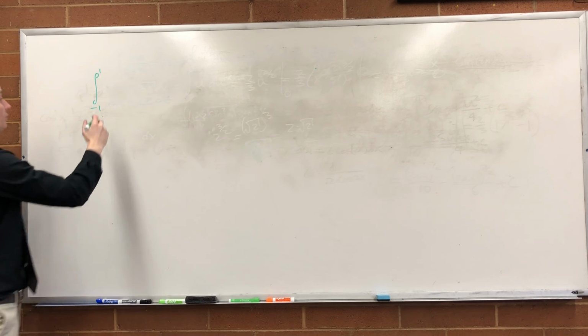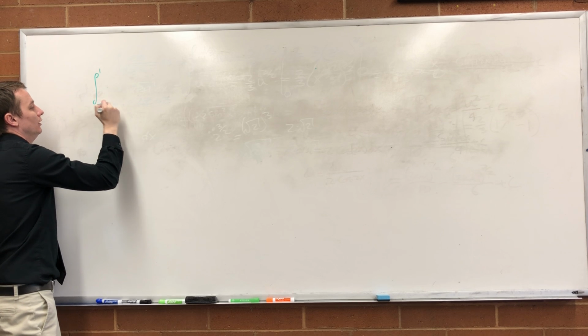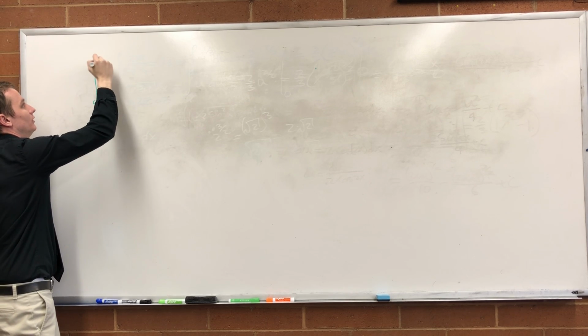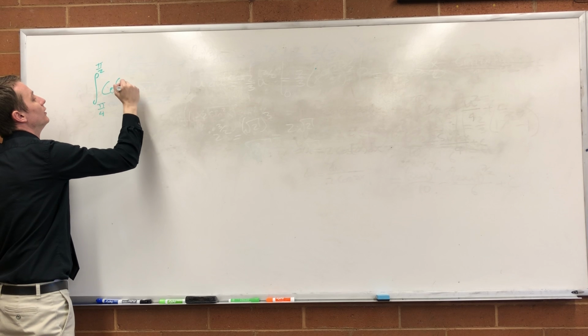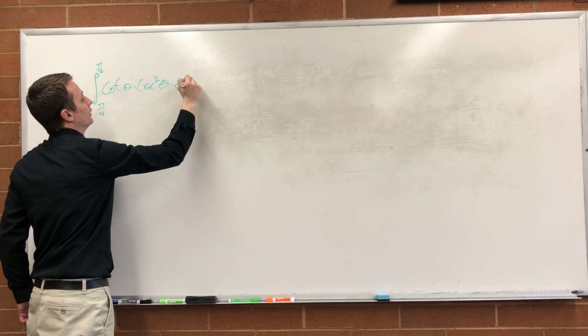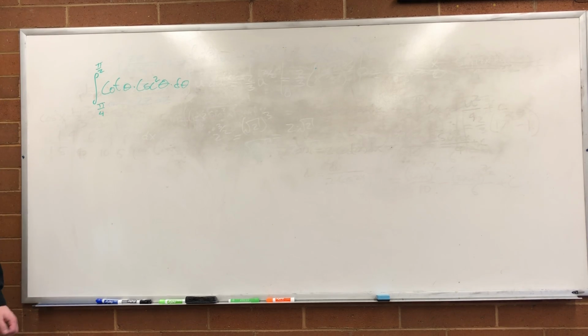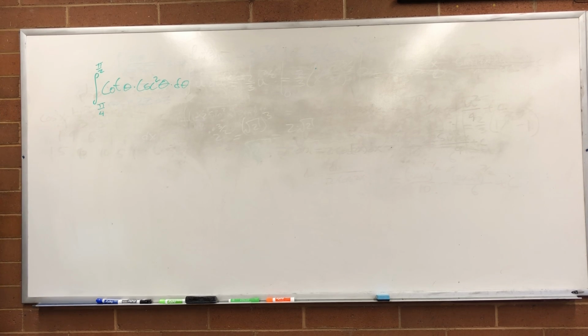Alright, we're doing the integral from pi fourths to pi halves. Uh-oh, that means a trig function. Yep. We're going to do cotangent of theta times cosecant squared of theta d theta. What should I let my u be? If you're not sure, throw out a guess, and we'll just play with it. Cosecant squared.